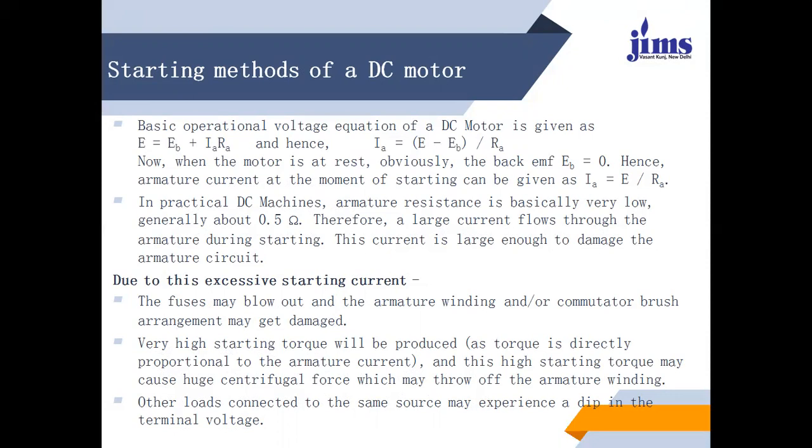The basic voltage equation of a DC motor is given as E equals Eb plus Ia Ra. We already discussed this equation in the previous lecture. From this, the armature current Ia equals the supply voltage minus the back EMF, divided by Ra. When the motor is at rest, because we are just starting the motor, the back EMF is not yet developed; it develops when the motor picks up speed. So at start, Eb equals 0, and E upon Ra is the current that exists for the motor.